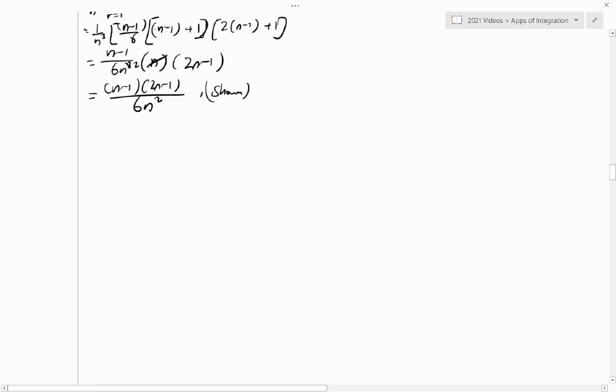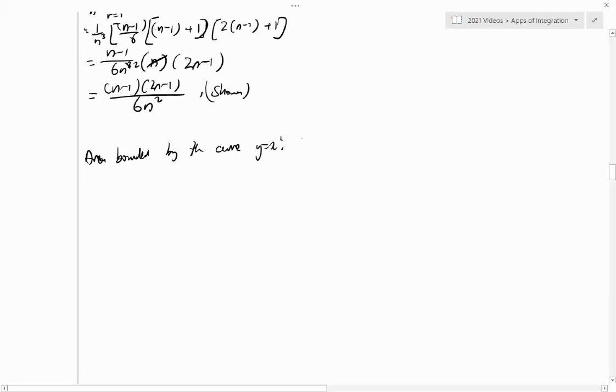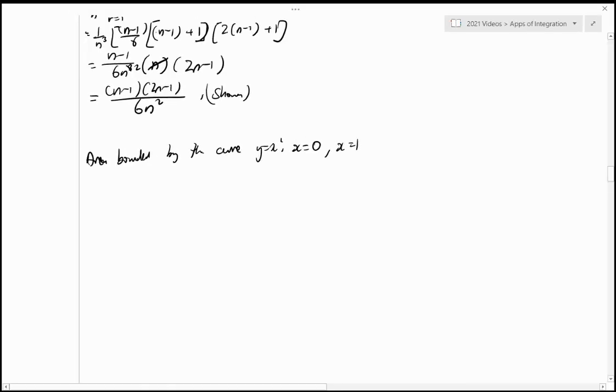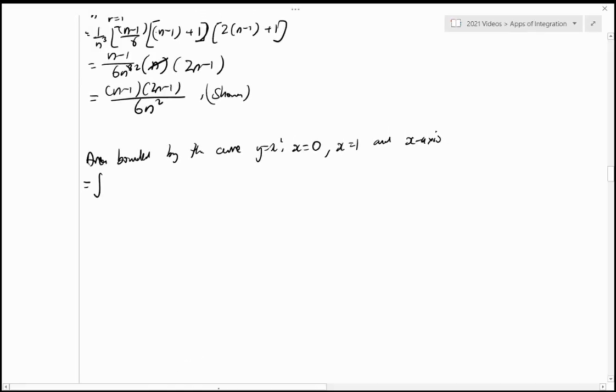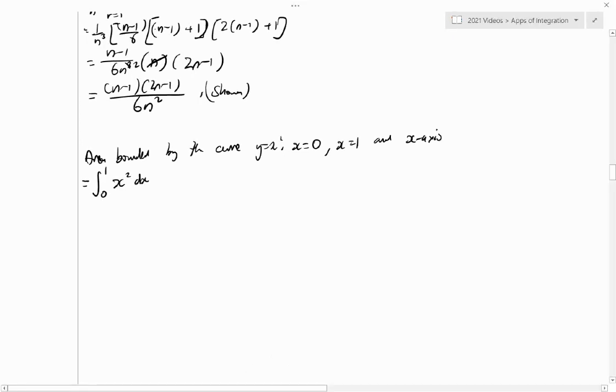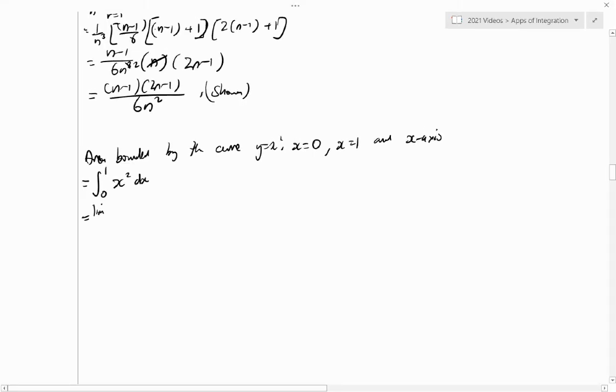So let's now start explaining. The area bounded by the curve y equals x squared, lines x equals 0, x equals 1, and the x-axis is evaluated by the integral from 0 to 1 of x squared dx. Now with this integral, what does it mean? It will be the same as the limit of A when the number of rectangles tends to infinity.